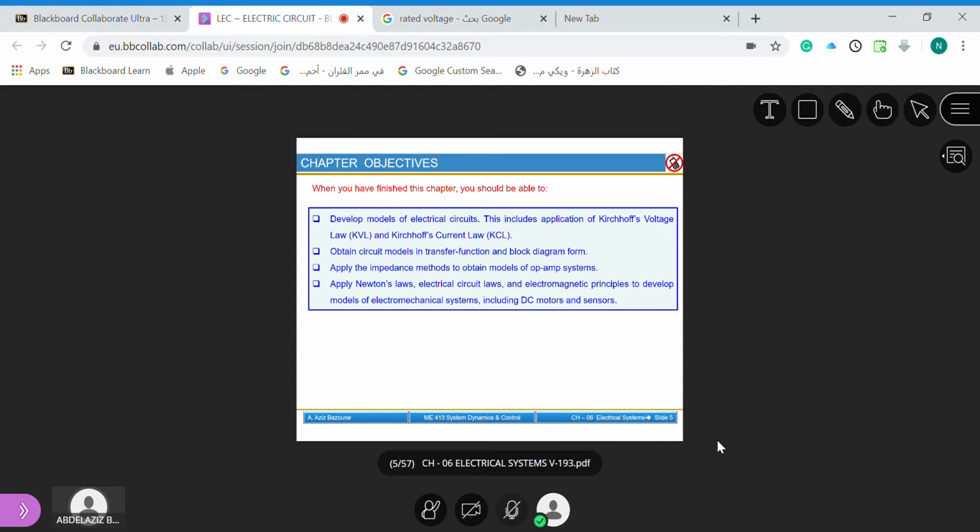The objective for the whole chapter is to develop models of electrical circuits. When we say electrical circuit, something like this one, you have an inductor, and you have, for example, here the capacitor, and then you have, for example, here the input voltage, VI, and we are looking, for example, for the output voltage, VO. Remember, Shabab, here this is L and this is C.